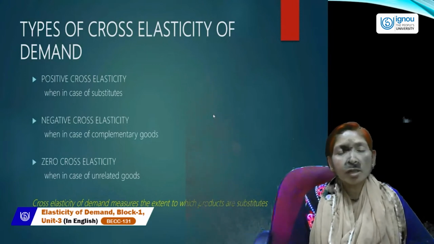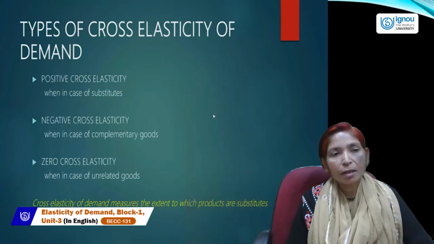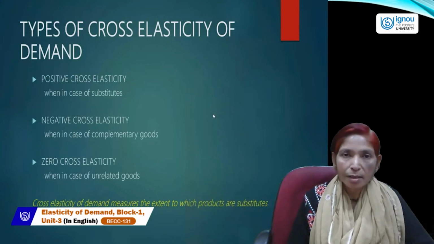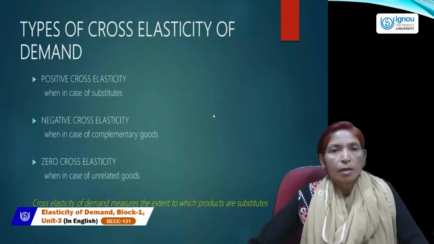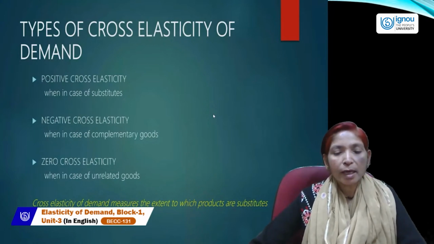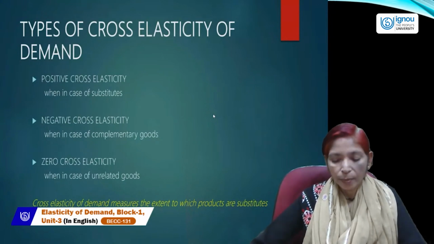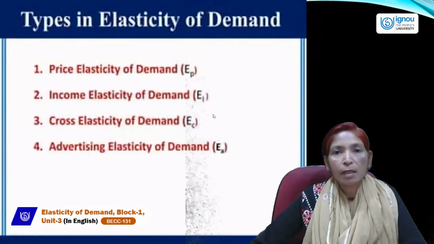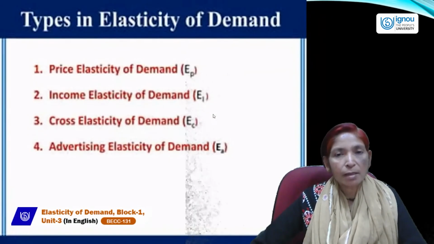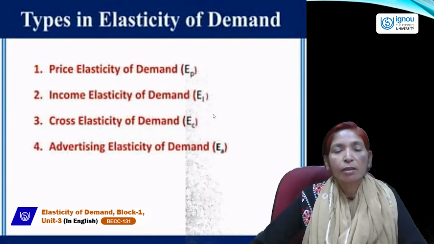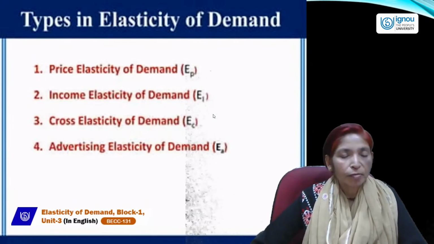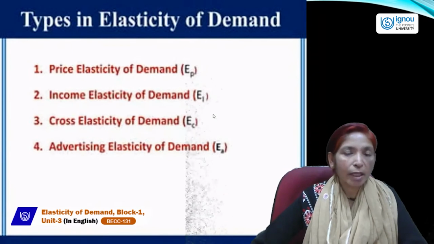So these are the three main types of cross elasticity of demand. One is positive cross elasticity, second is negative cross elasticity, and third is zero cross elasticity. Cross elasticity of demand measures the extent to which products are substitutes or complements. Next are the types of elasticity of demand. We can express the types of elasticity of demand in four ways, but generally three types are most important, and generally we study these main three types.